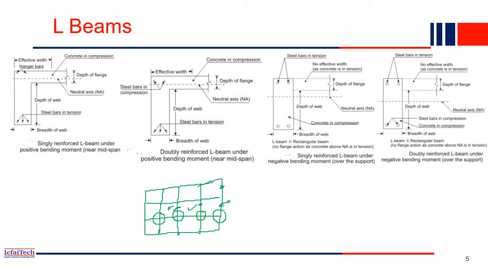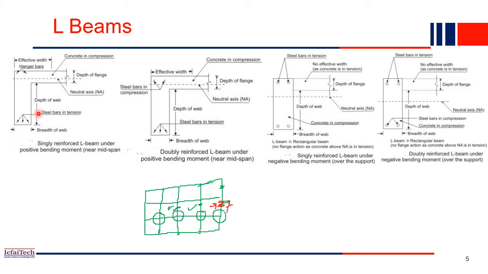Whereas in the case of this beam, only one side has a slab; on this side there is no slab, right? So this beam we call an L beam. This is the L beam, whereas these middle beams are T beams. So this is the typical L beam, that is, corner beams.